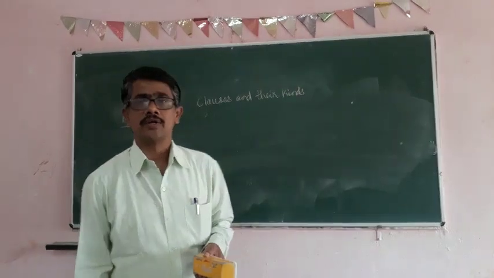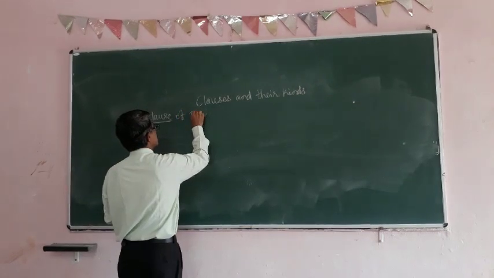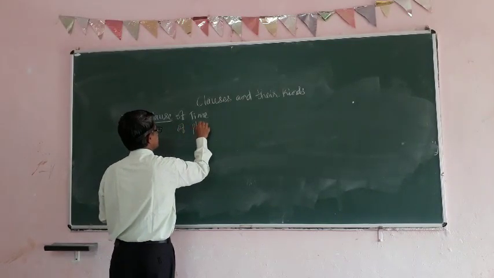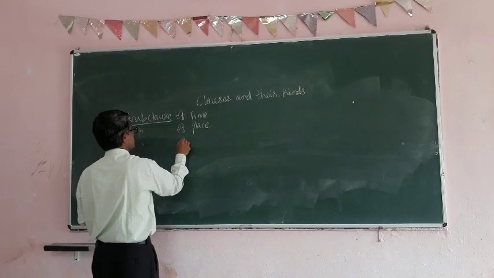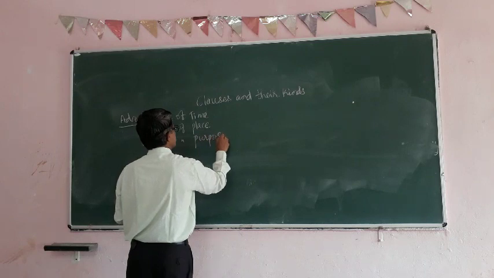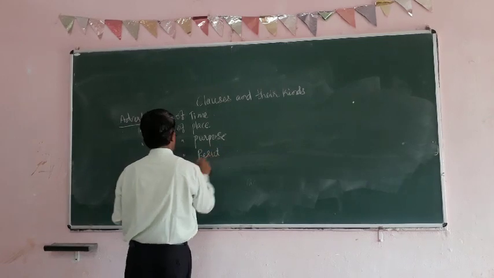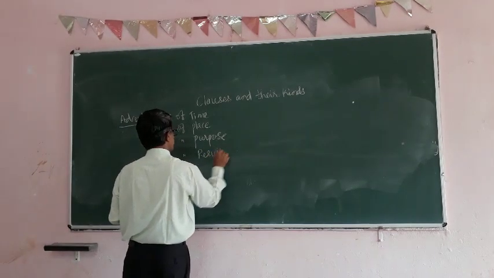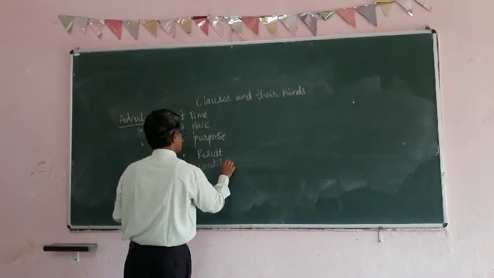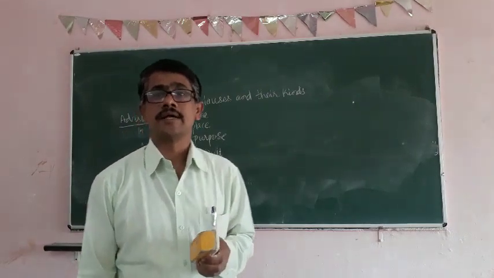Adverb clauses can be divided into some other groups. First one, adverb clause of time, adverb clause of place, adverb clause of purpose, adverb clause of reason, and adverb clause of condition. They also tell the time and the condition.